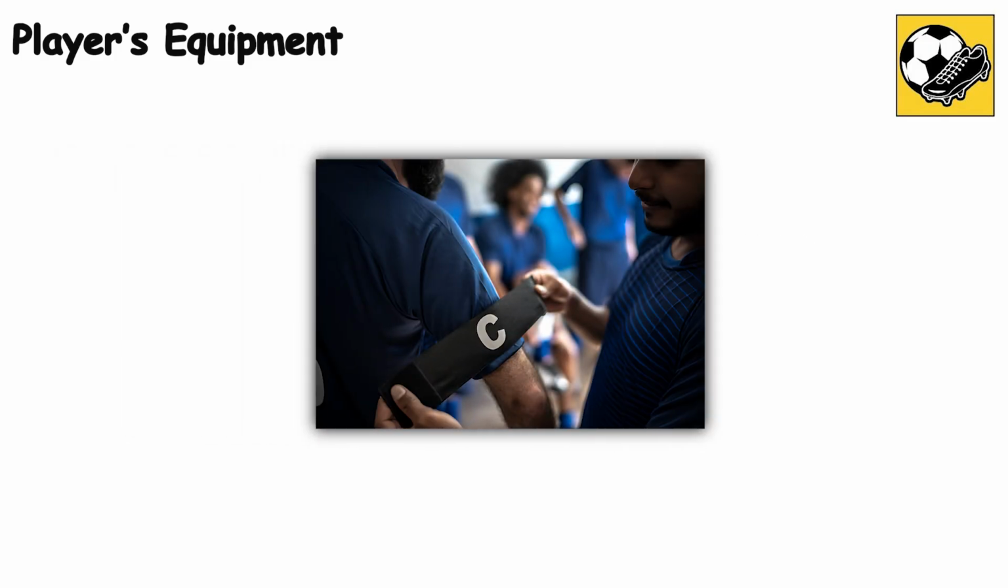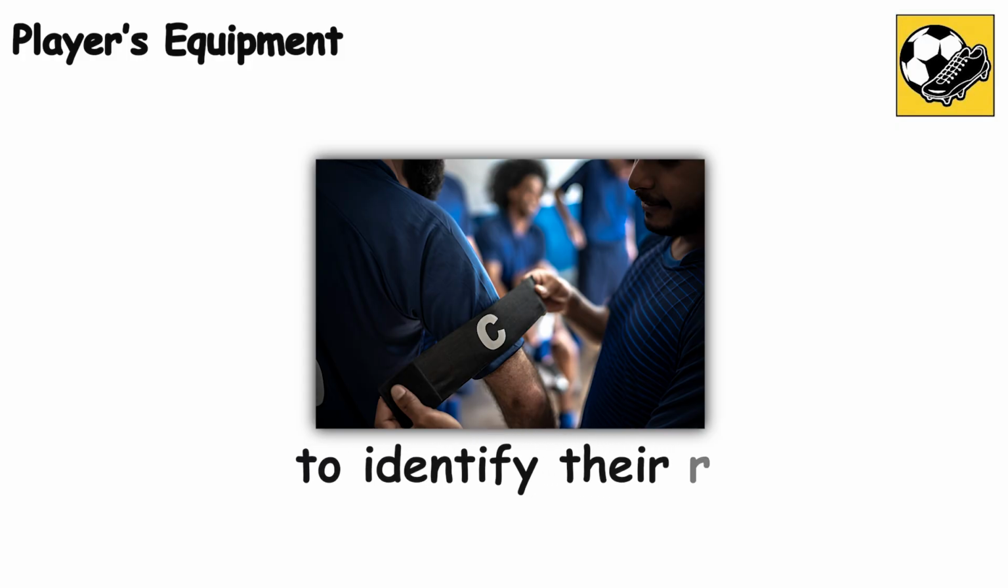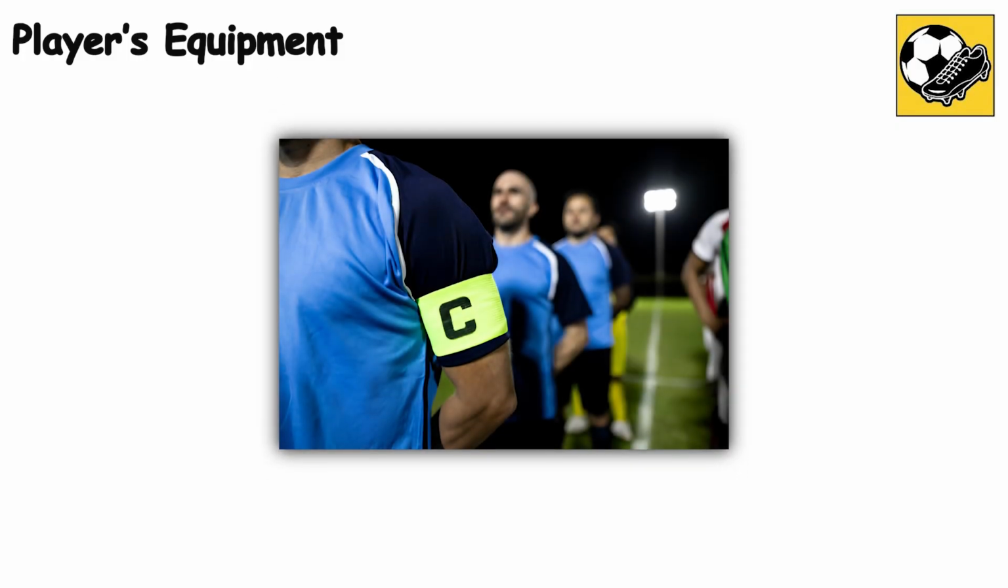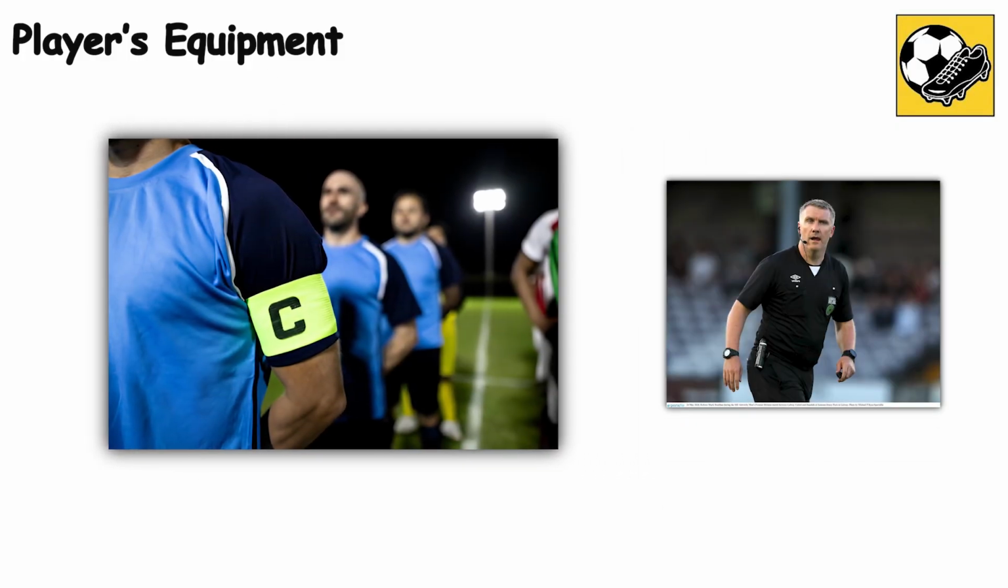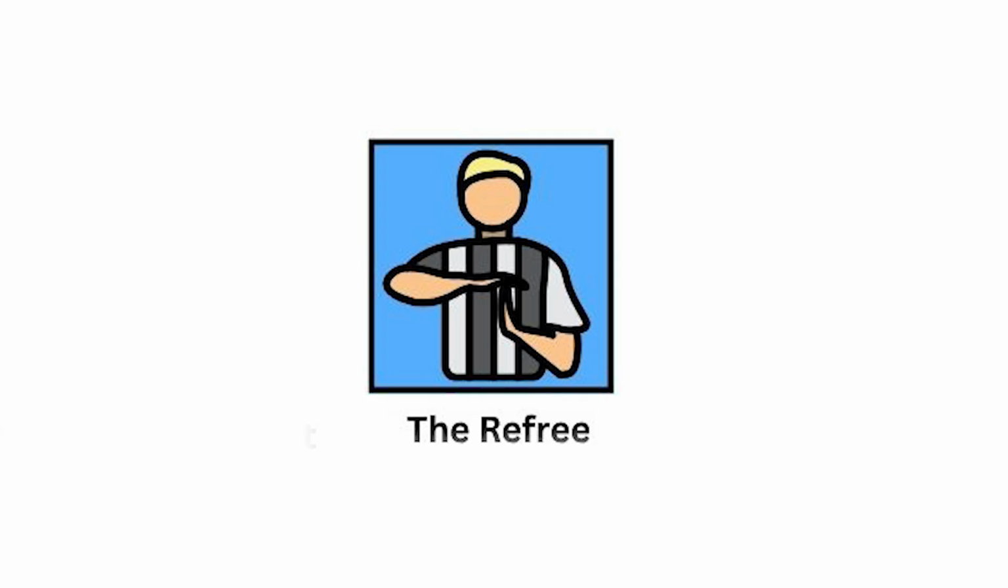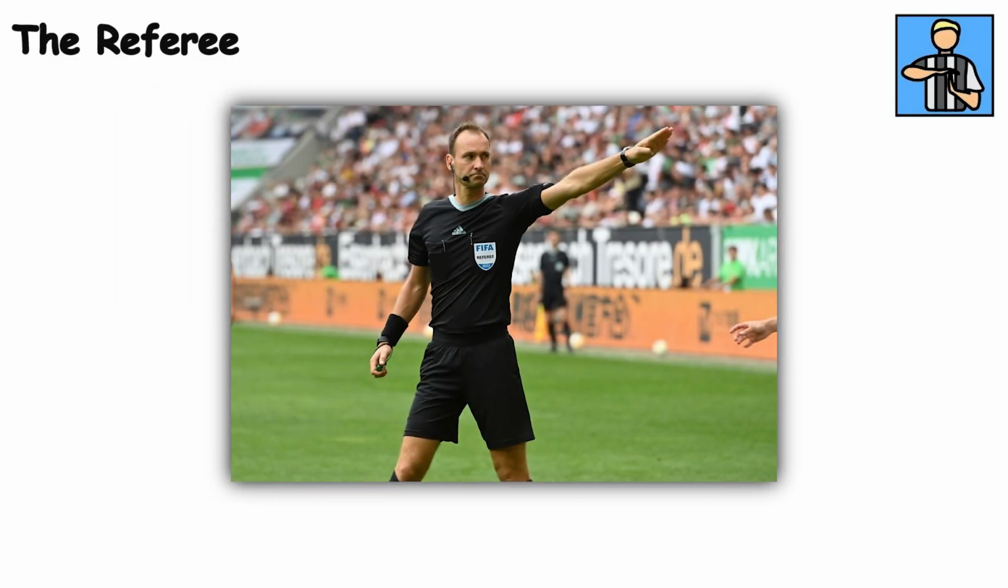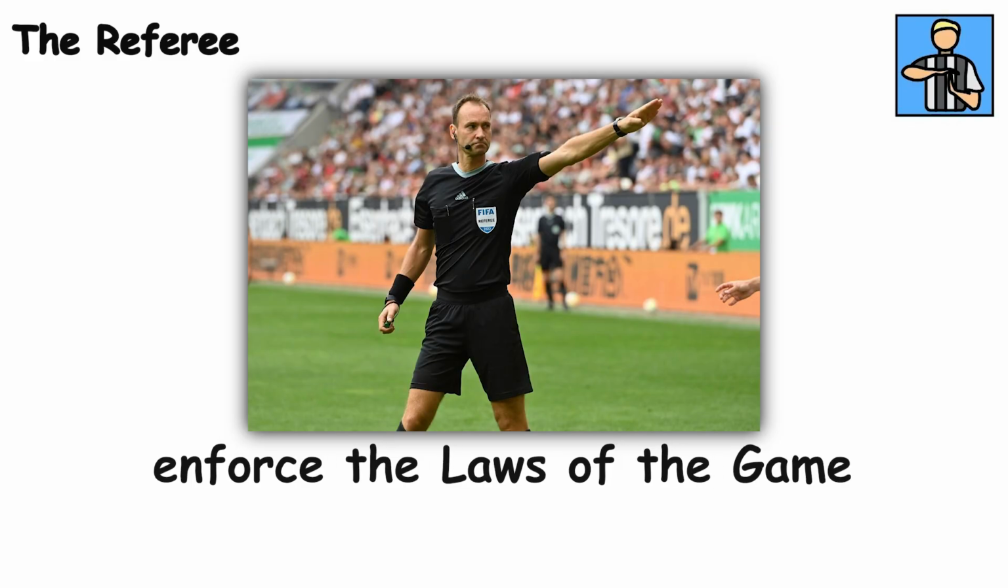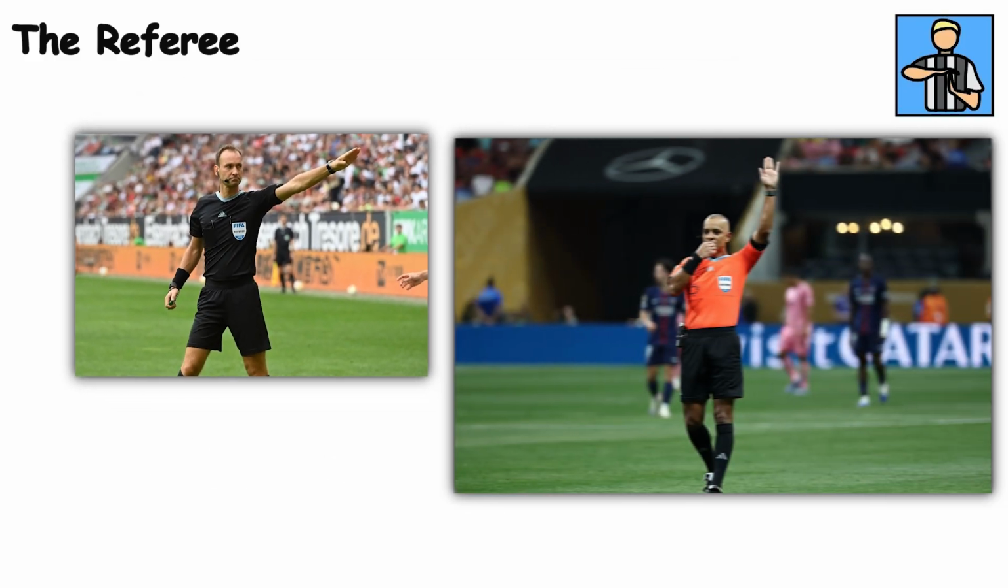A team captain must wear a visible armband to identify their role. It doesn't give special authority, but it helps the referee manage the game. These rules ensure player safety, clarity, and fairness across all matches. Law 5. The referee. A single referee controls the entire match with full authority to enforce the laws of the game from the moment they step onto the field until after the final whistle.